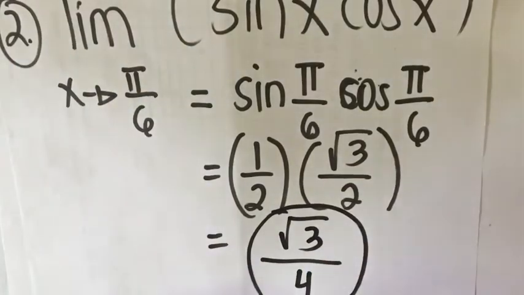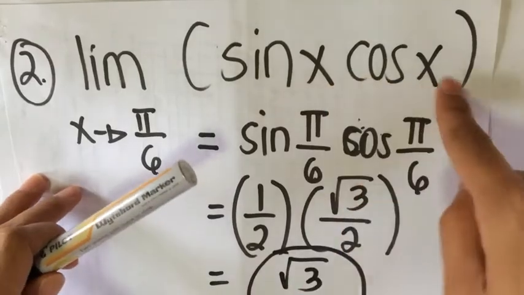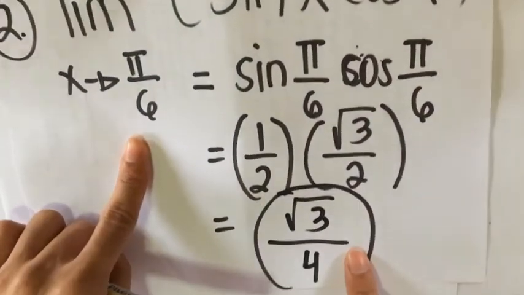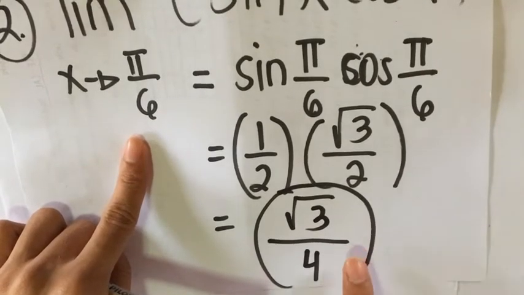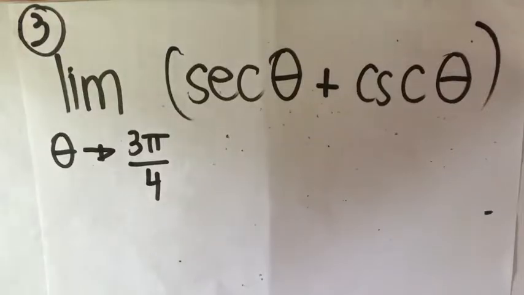So the limit of sine x times cosine x as x approaches pi over 6 is square root of 3 over 4. So that is example number 2. Okay, we are down to example number 3. This time, let's try some other trigonometric functions.